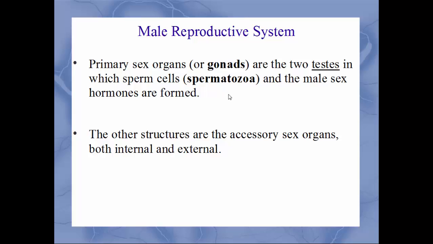And everything else in the male will be considered an accessory. It doesn't matter if it's internal or external. You have the testes, which are the gonads, and then everything else, no matter what it does, will be considered an accessory. And of course, within these testes, you'll find the sperm cells, also called spermatozoa, and also various male hormones.